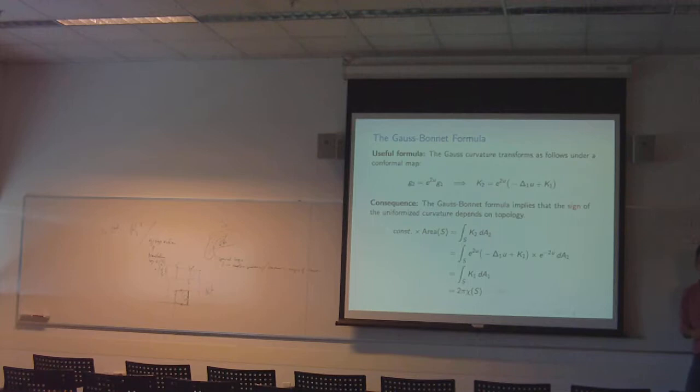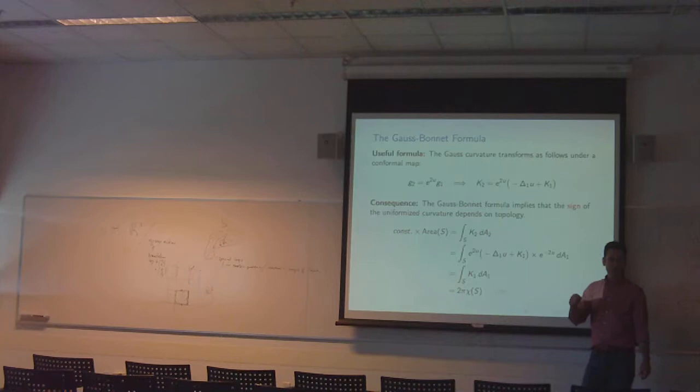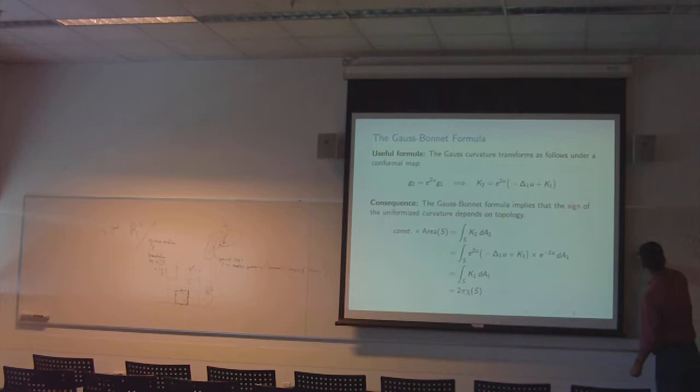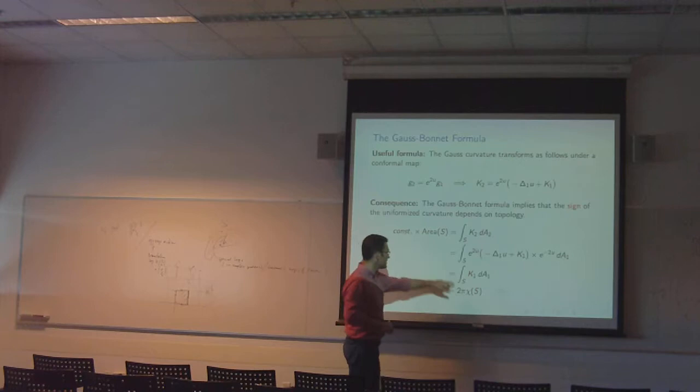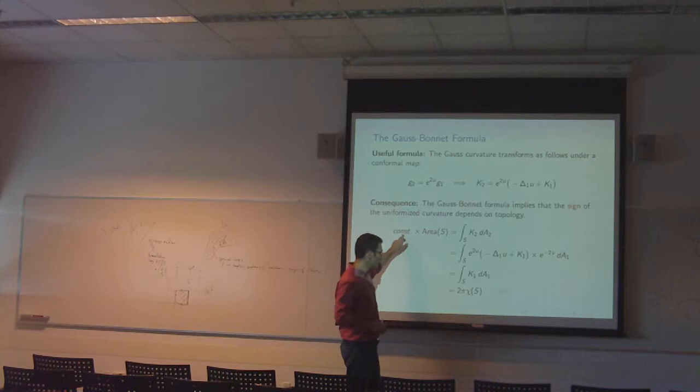So this is why on the previous slide, the uniformization theorem had topology. It had this genus in it, right? Remember, chi of S, the Euler characteristic, equals 2 minus 2 times the genus, right? Okay, so the genus is the topological number of holes, and 2 minus 2g is the Euler characteristic. Okay, so what does that say? Well, it says the constant in the uniformization theorem is 2 pi chi divided by the area. So therefore, the sign that you're looking for is related to the sign of the Euler characteristic.